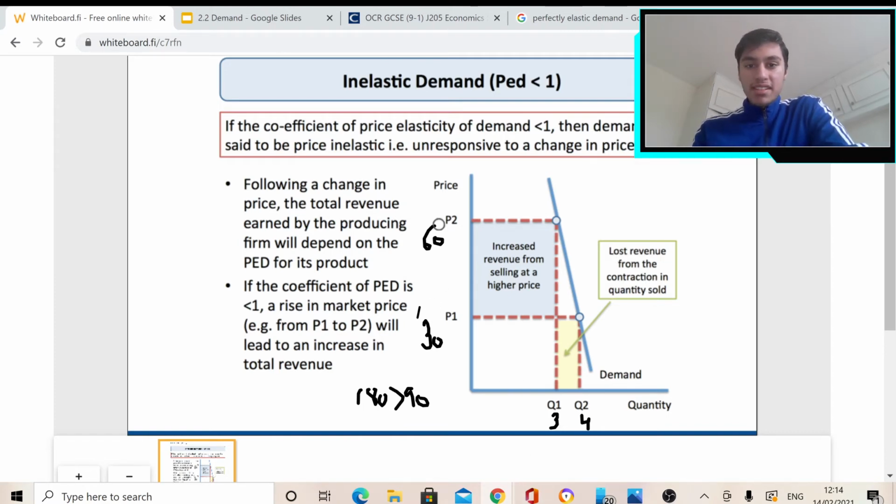Now, they say that there will be lost revenue from the contraction in quantity sold. As we know, when the price increased, the quantity demanded decreased. But it was compensated by the increased revenue from this. So let's say on price 1 the quantity demanded was 4. If the quantity demanded was 4 on price P2, which is 60 as well, then we would have 60 times 4, which is 240. Sorry, 240. We had some loss here, but it was compensated by the increased revenue from selling at a higher price.